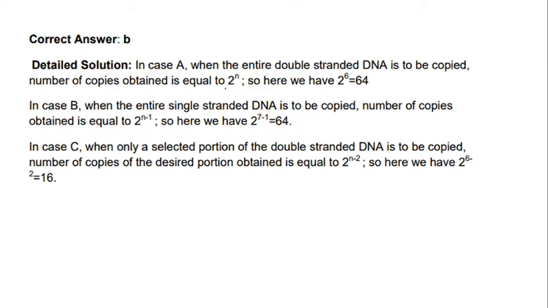So 2 to the power n, 2 to the power n minus 1, 2 to the power n minus 2. So here we have 2 to the power 6 minus 2. Number of cycles are 6. So 2 to the power 6 minus 2 means 2 to the power 4. That means 16. So which option is correct?